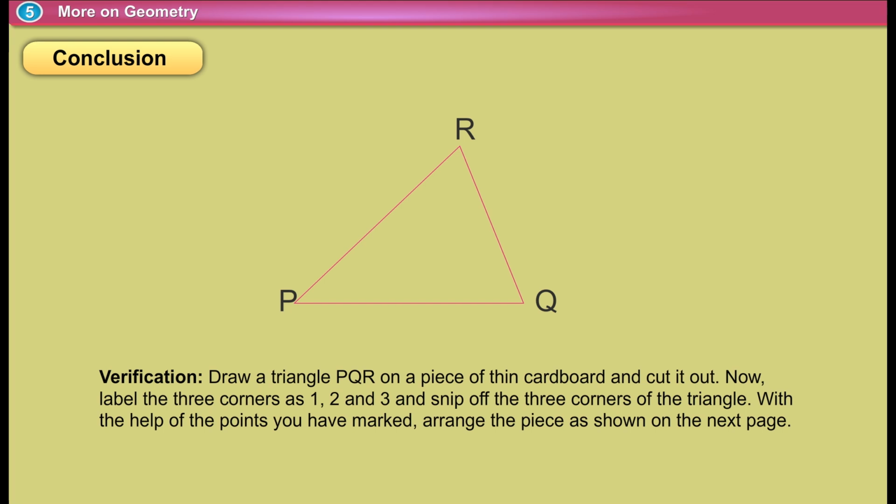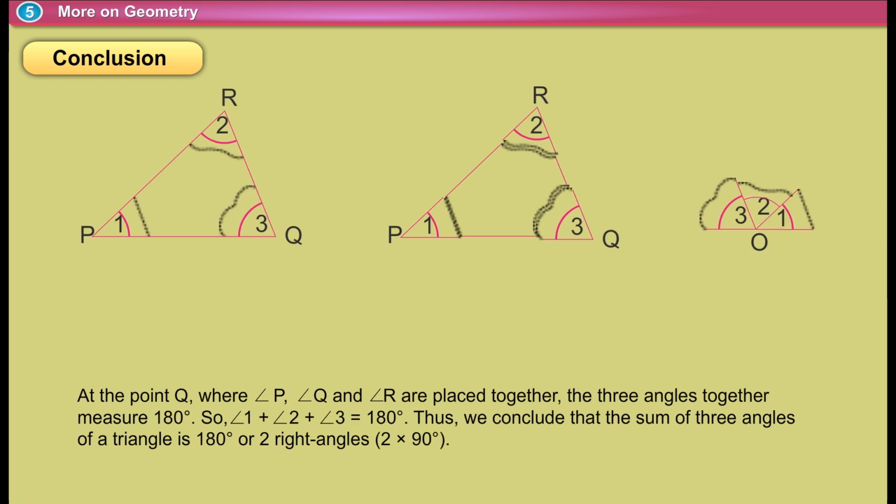With the help of the points you have marked, arrange the pieces as shown on the next page. At the point Q, where angle P, angle Q and angle R are placed together, the three angles together measure 180 degrees. So, angle 1 plus angle 2 plus angle 3 is equal to 180 degrees.